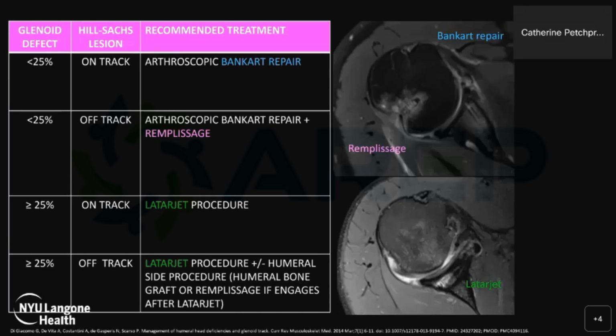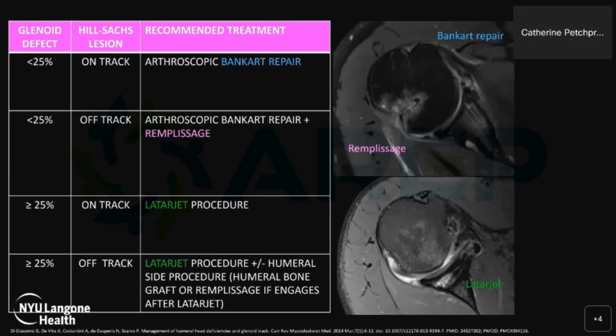When there is small or no glenoid defect and an on-track Hill-Sachs lesion, an arthroscopic Bankart repair is likely to be sufficient. If the glenoid defect is greater than 25%, and the Hill-Sachs lesion is on track, glenoid bone augmentation, such as the Latarjet procedure, is indicated.